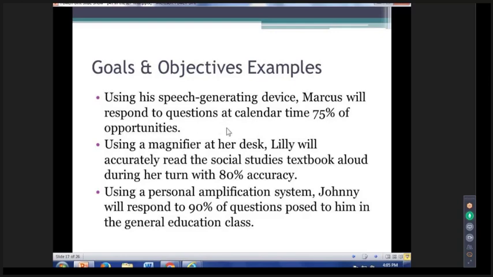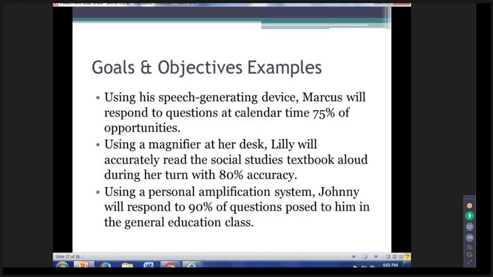Because they're wanting him to respond more and be a part and participate, but he needs that speech generating device to do so. And Lily was the visually impaired student. Using a magnifier at her desk, Lily will accurately read the social studies textbook aloud during her turn with 80% accuracy. And Johnny with the hearing impairment, using a personal amplification system, Johnny will respond to 90% of questions posed to him in the general education classroom.